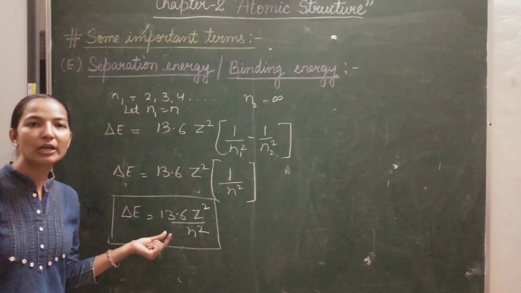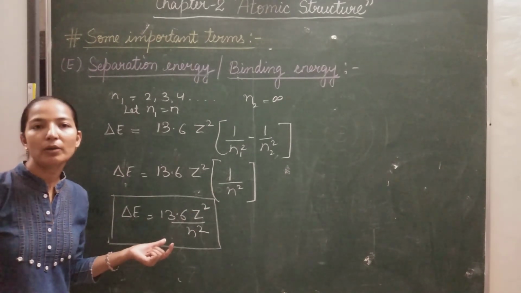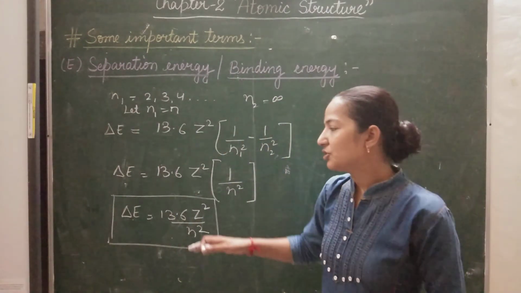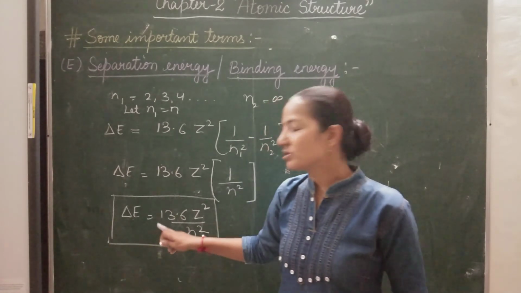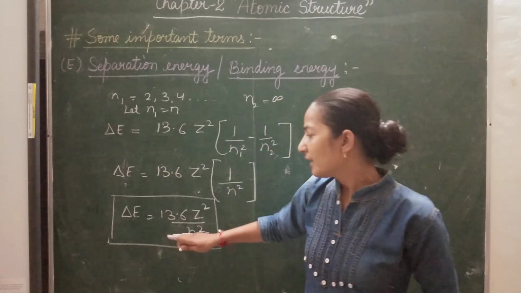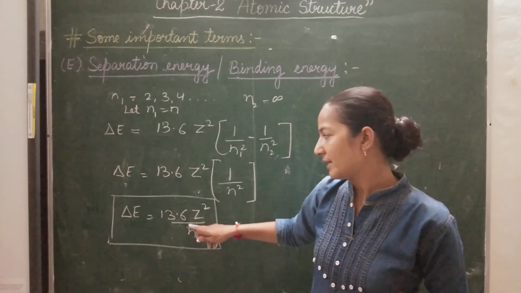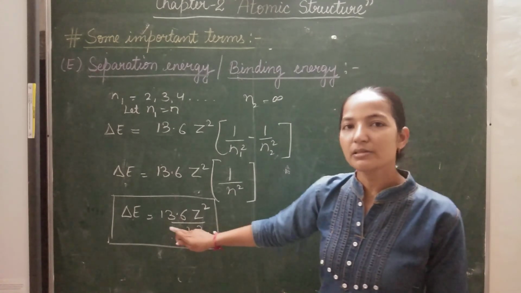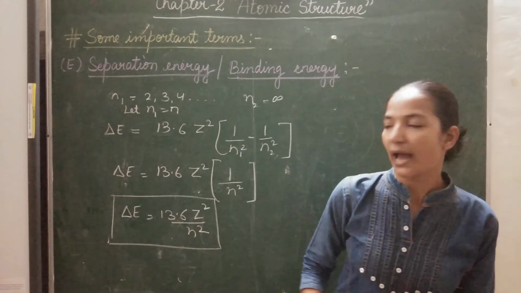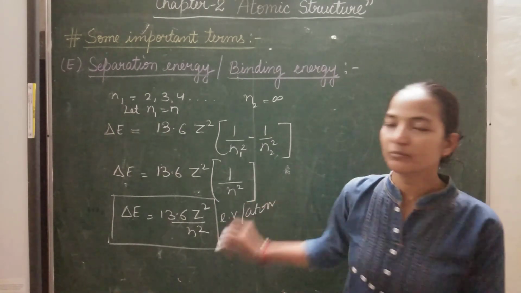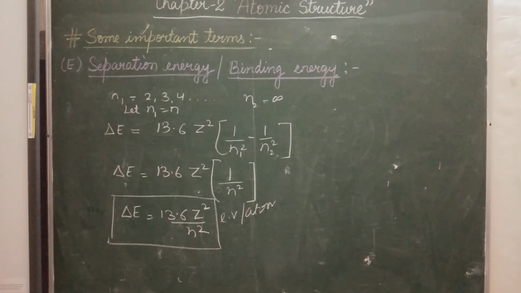Remember, this is not equal to the formula used to calculate the energy of any Bohr orbit, because in that formula it was minus 13.6, and here it is plus 13.6 Z square upon n square electron volt per atom. So these are some general terms, or some important terms, that you must know.